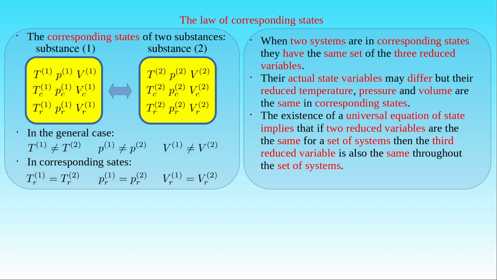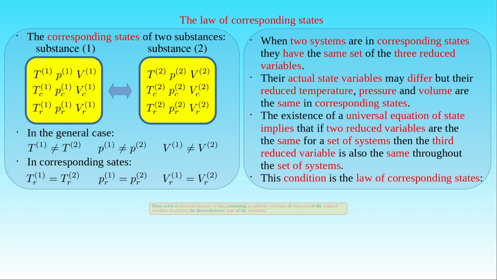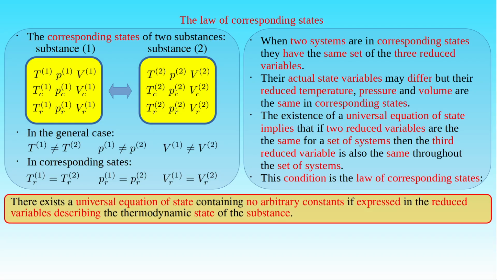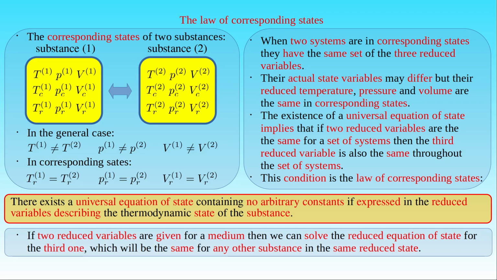This condition can be formulated in one principle called the law of corresponding states in the following way. There exists a universal equation of state containing no arbitrary constants if expressed in the reduced variables describing the thermodynamic state of the substance. Hence, the law of corresponding states tells us that if two of the reduced variables, for example the reduced temperature and the reduced pressure, are given for a certain medium, we can solve the reduced equation of state for the third one, here the reduced volume of the medium, which will be the same for any other substance at the same conditions given by the reduced pressure and the reduced temperature. In other words, substances at the same reduced pressures and temperatures have the same reduced volume.